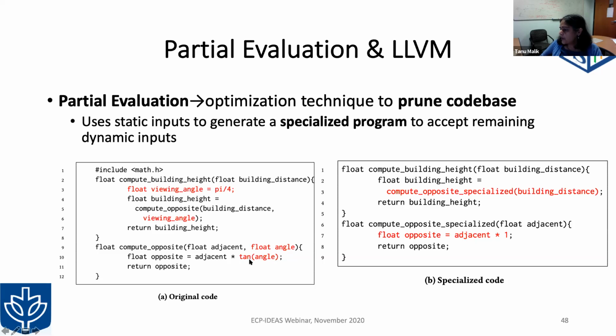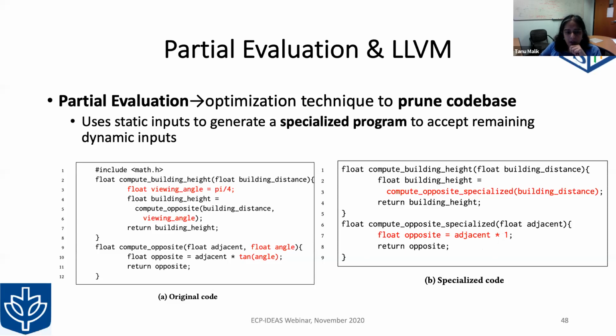So the tan function would require the math library to be included as part of this container. Now, if I look at the program, the value that would be passed to this function, which is the angle, is already present over here, which is pi by 4. So what the specialization through partial evaluation does is it identifies that the viewing angle is a static input, and it creates a specialized code where the value of the tan of the angle is already present. So you don't need the math library now, and so your code base is essentially pruned.